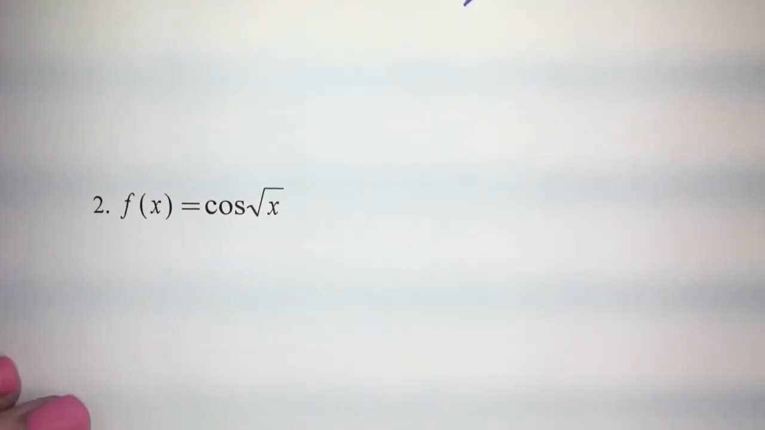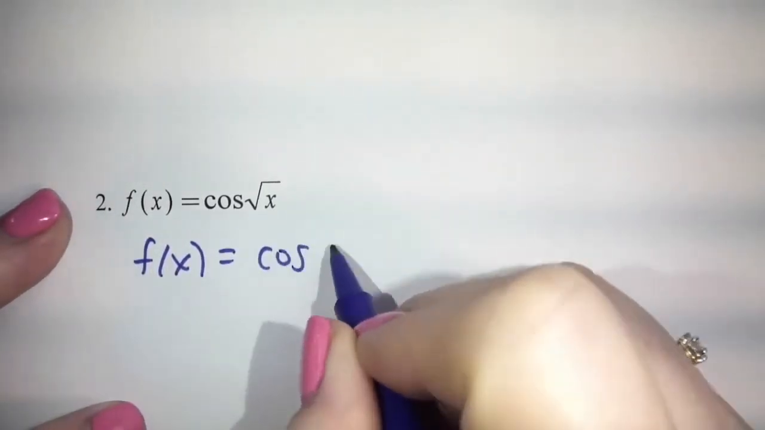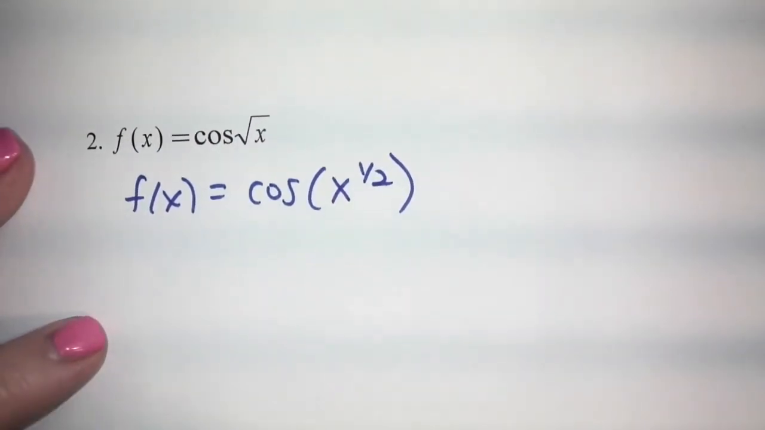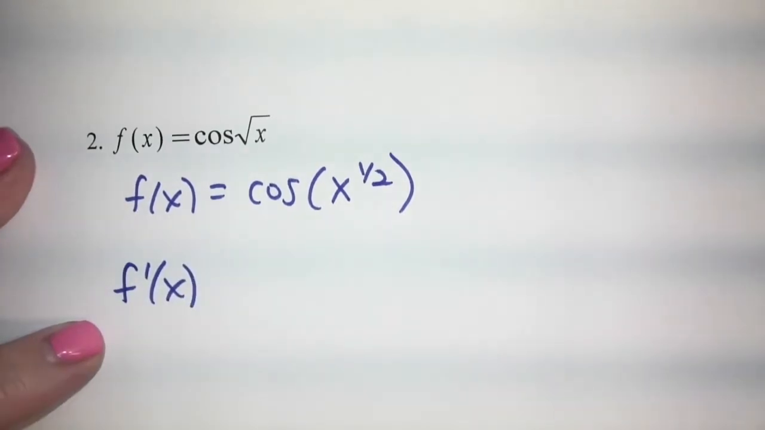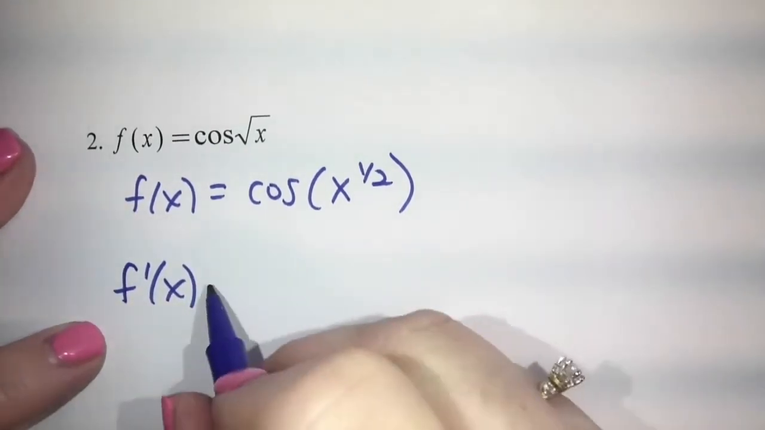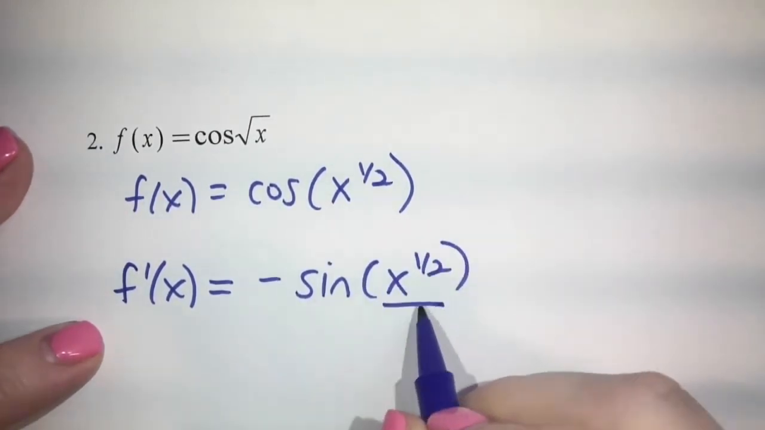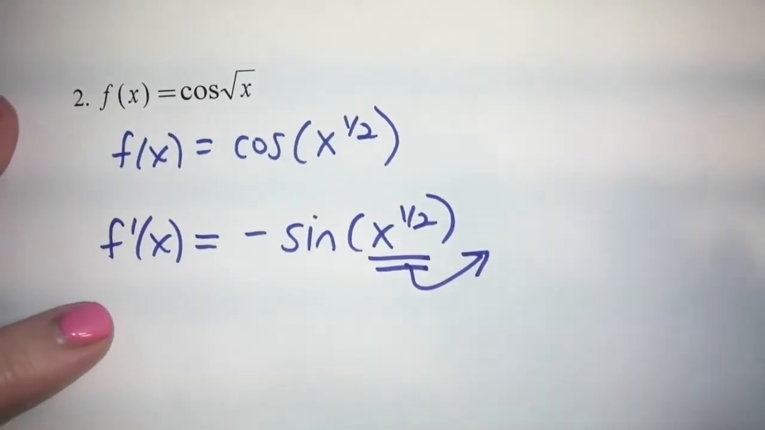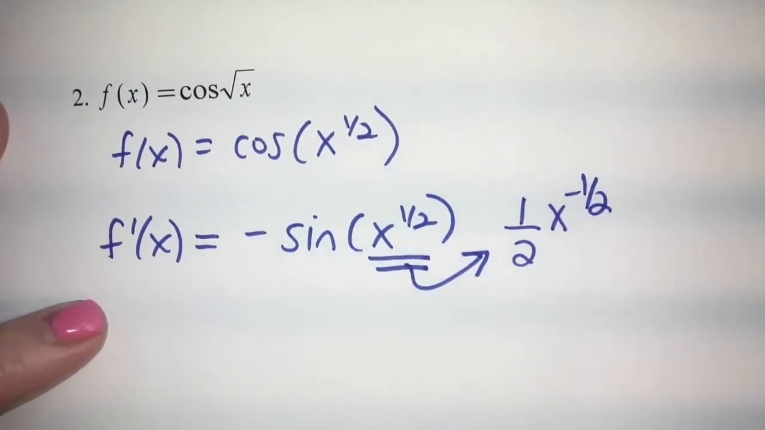Okay, question 2 here. We have f of x equals cos root x. So we can write this, f of x is cos of x to the 1/2. So we go to do the derivative. Well, the derivative of cos x is negative sine x. So the derivative of cos of anything is negative sine of the anything times by the chain rule the derivative of the anything. And the derivative of x to the 1/2 would be 1/2 x to the negative 1/2.